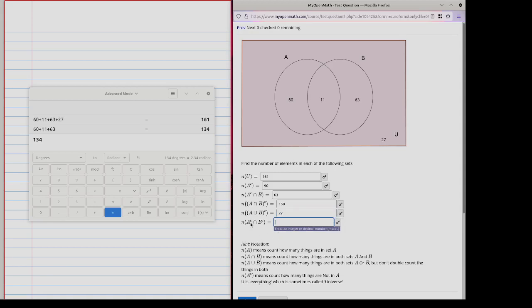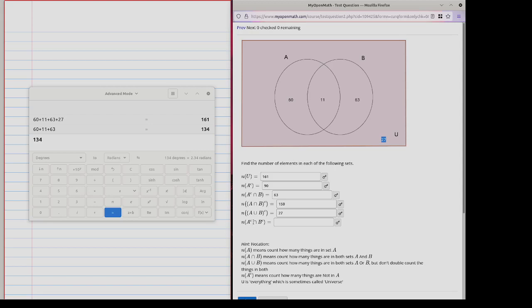All right, so now let's look at this one. We know all the symbols. This means and, or intersection. This means A complement, and this means B complement. So first of all, let's find A complement. That's all the things that are not in A. Well, that would be 63 and the 27. And then we find B complement. Well, that's everything outside of B, so that would be the 60 and the 27.